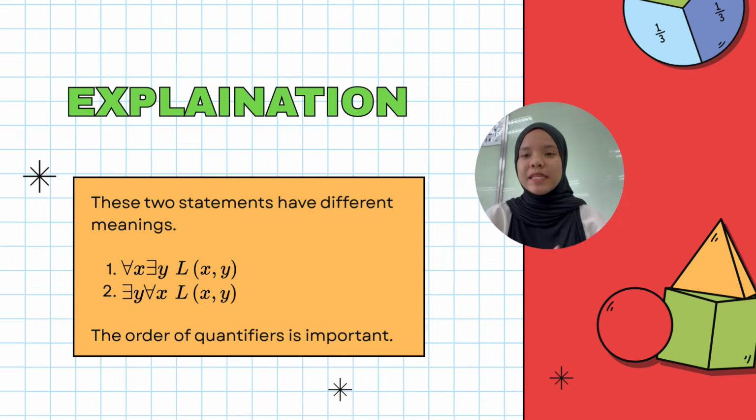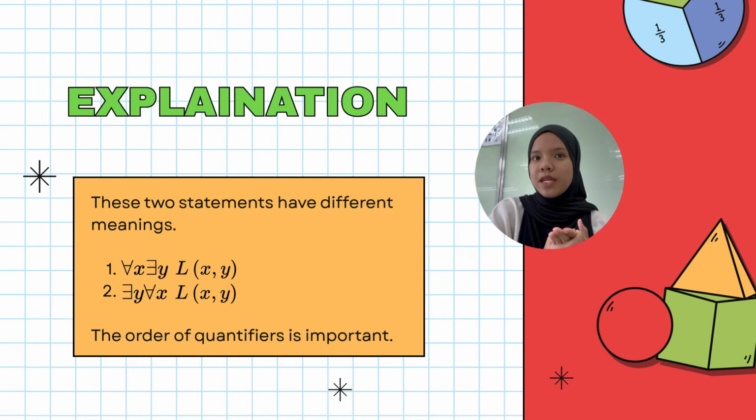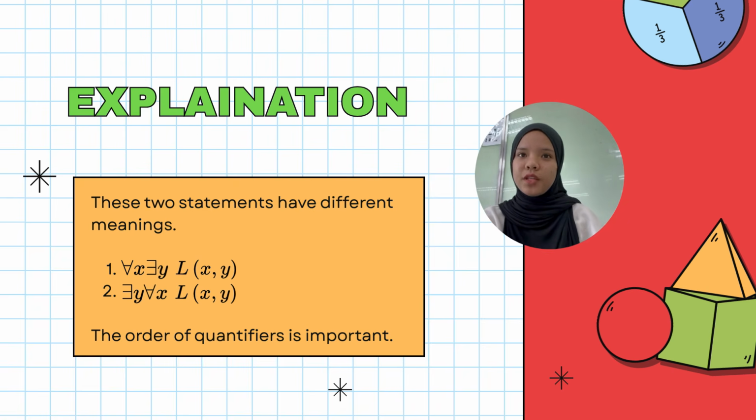Now, I'm going to explain a little bit more about nested quantifiers. As we can see, there are two statements. The first statement is for all x, there exists y such that L(x,y), and the second statement is there exists y for all x such that L(x,y). When a statement involves both existential and universal quantifiers, these two statements actually have different meanings, so we must be careful about the order in which the quantifiers are written. We must read the quantifiers from left to right.